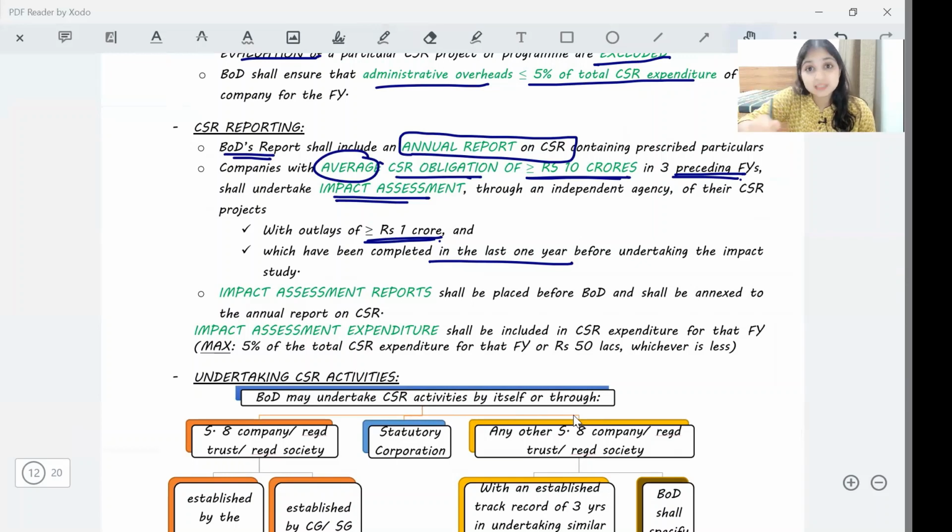Impact assessment means assessing what has been the impact of the CSR activity. The company is doing a CSR activity so that it can benefit the society. So what was the impact of this CSR activity on the society? That has to be checked. That has to be assessed by an independent agency. This assessment has to be done for those CSR projects on which the company has spent at least 1 crore. Then that impact assessment report should be put before the board of directors and it will be attached to the annual report on CSR. Let me explain this concept to you over here.